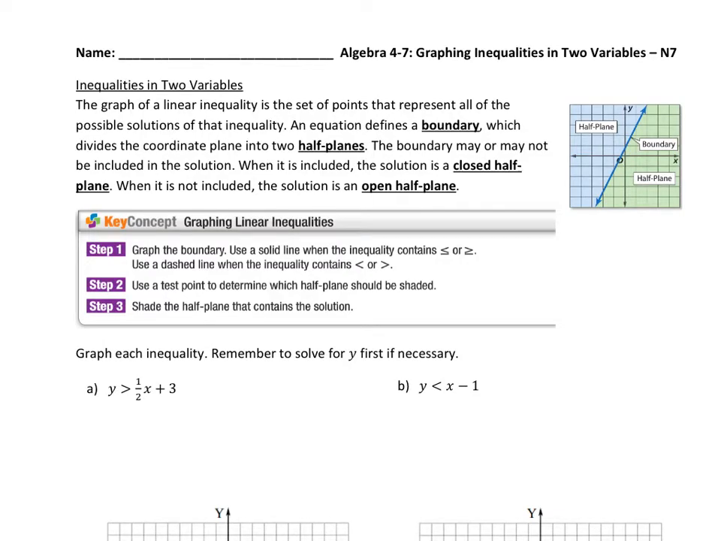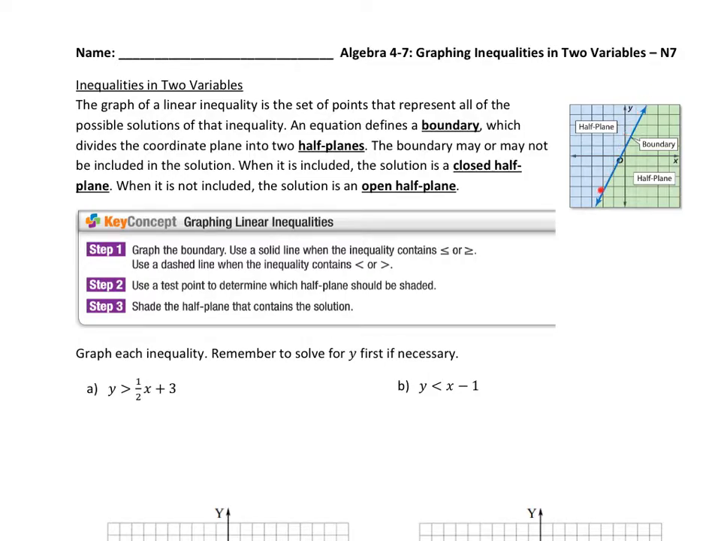Algebra Unit 4, Lesson 7, Note 7, Graphing Inequalities in Two Variables. The graph of a linear inequality is the set of points that represent all of the possible solutions of that inequality. An equation defines a boundary, which divides the coordinate plane into two halves.